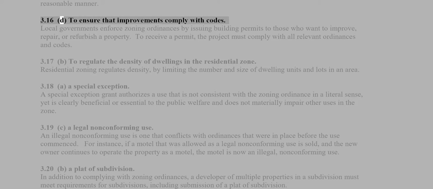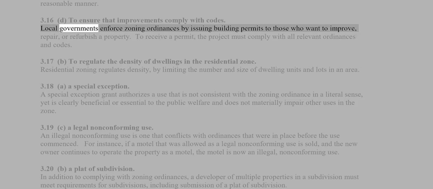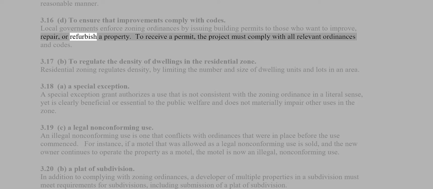3.16 D. To ensure that improvements comply with codes. Local governments enforce zoning ordinances by issuing building permits to those who want to improve, repair, or refurbish a property. To receive a permit, the project must comply with all relevant ordinances and codes.